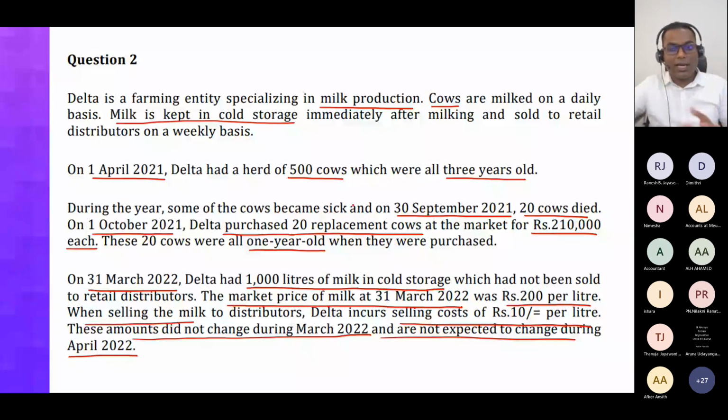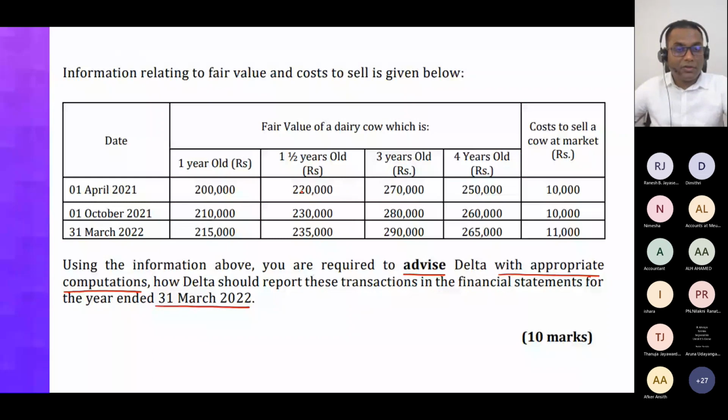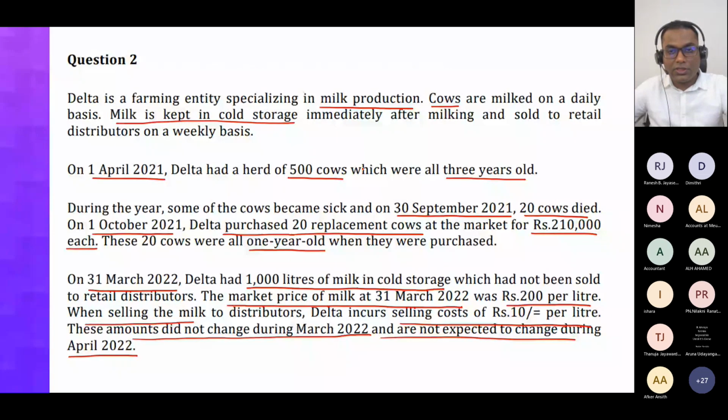When you measure the biological assets, you don't need to measure the fair value less cost to sell of each cow. You can take them as a category, looking at similar characteristics. In this case, based on the age, all these 500 cows are 3 years old, so if I know the fair value less cost to sell of a 3 years old cow, I can multiply that value by 500 to get the fair value less cost to sell of the entire herd of 500 cows. Right. Now, as per the question, 1st April 2021, this is what I need because all these 500 cows are 3 years old.